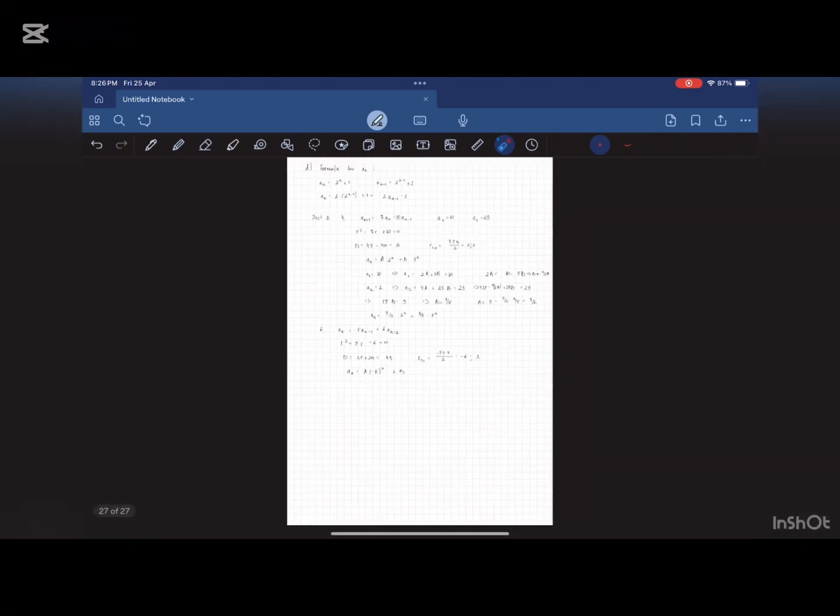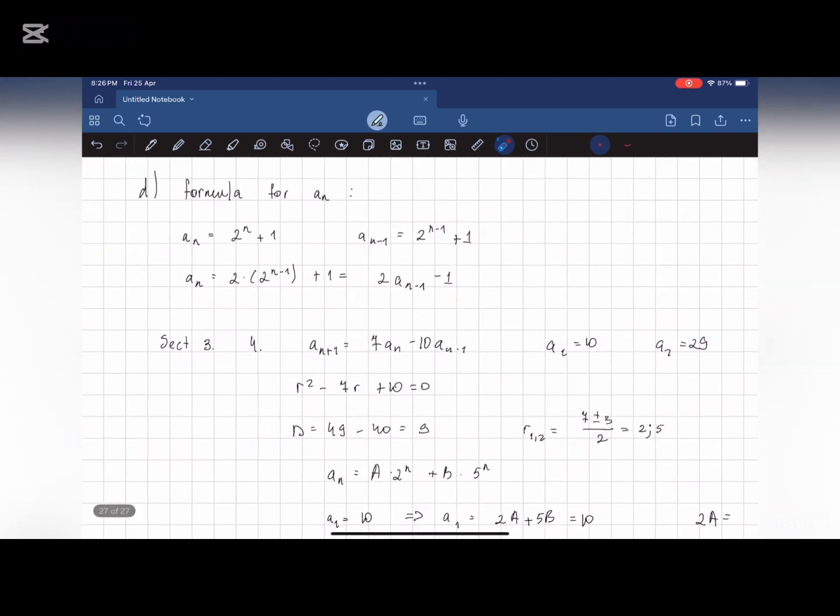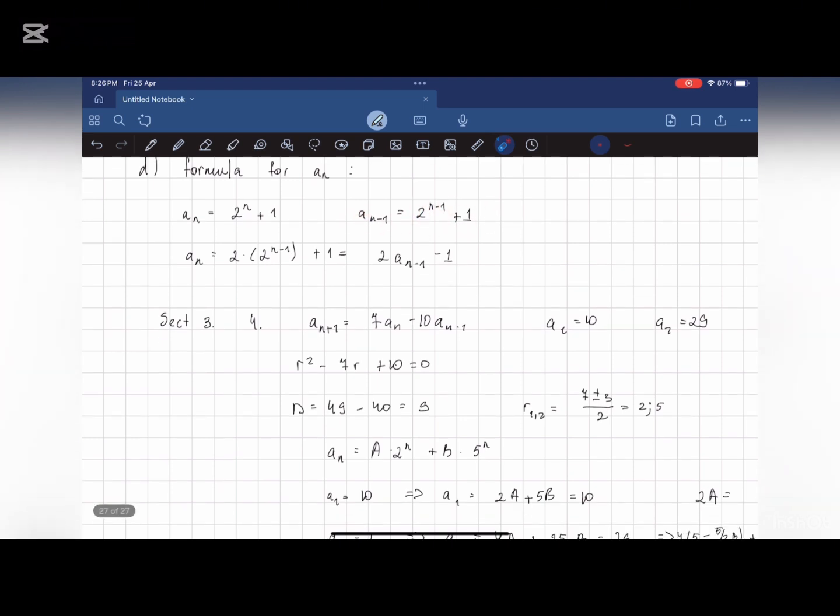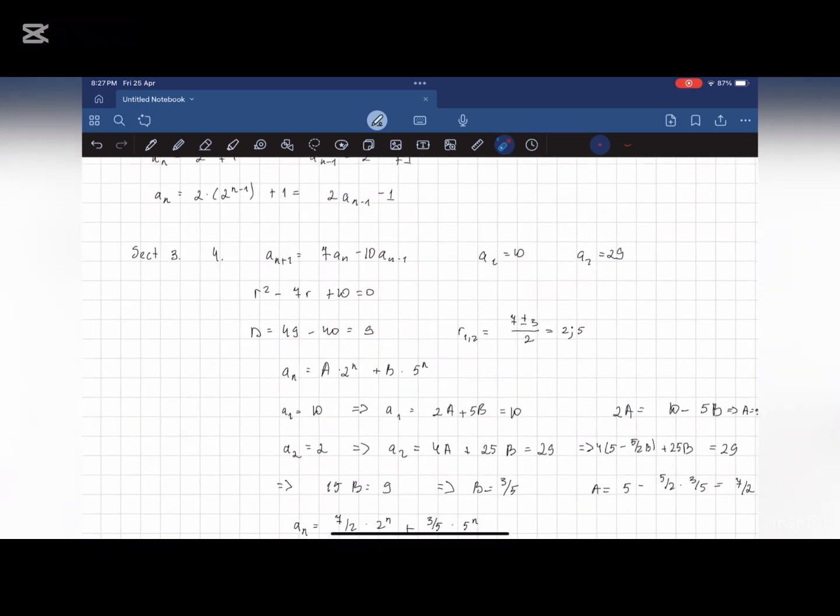For formula in part D, we should find a formula for n that involves only one preceding term. So we use n equal to 2 in power of n plus 1, and n minus 1 is equal to 2 in power of n minus 1 plus 1. Then we just use this formula and simplify it, and in the end we get this one. So let's move on to section 3.